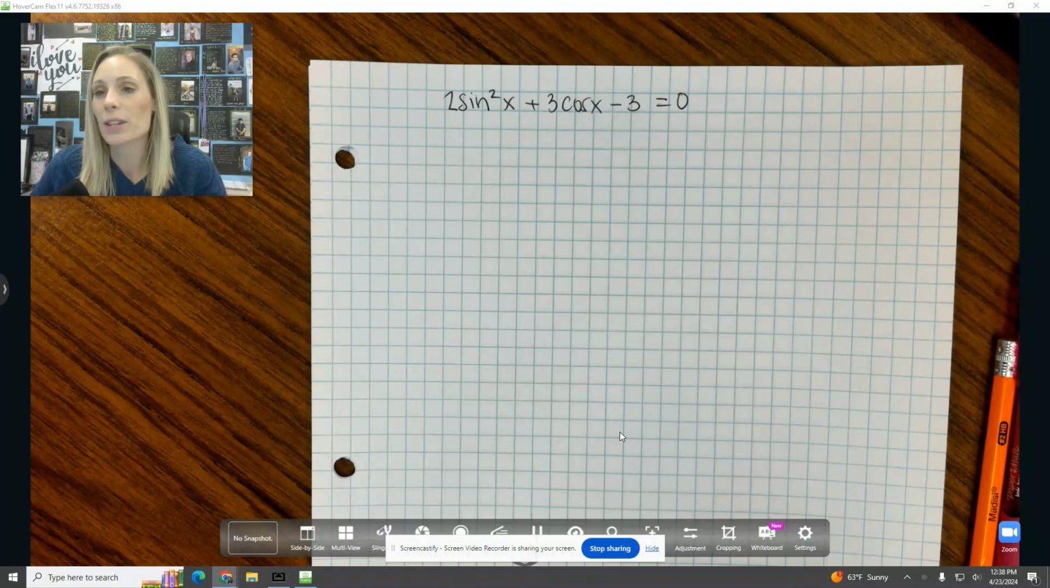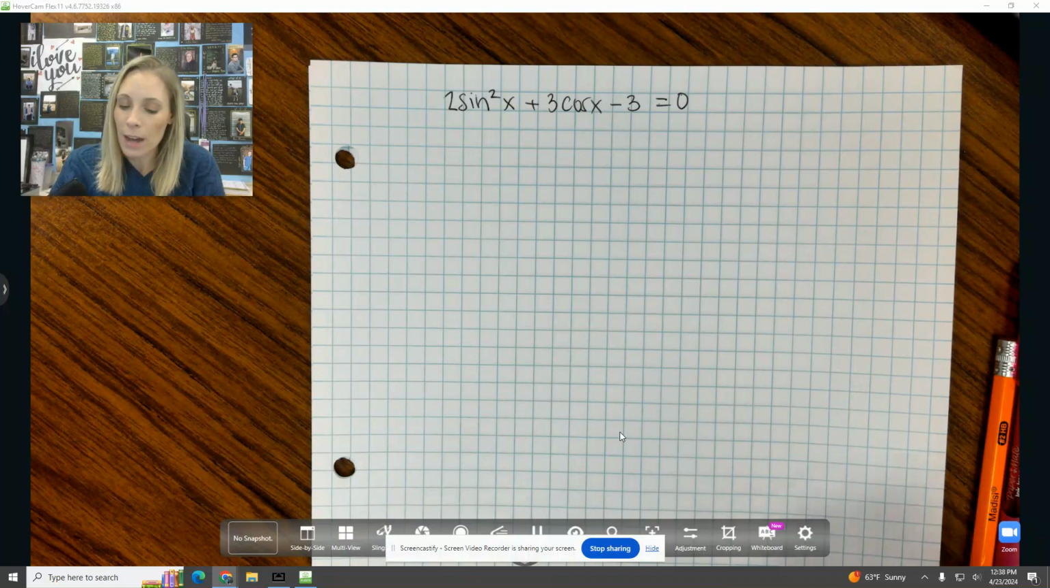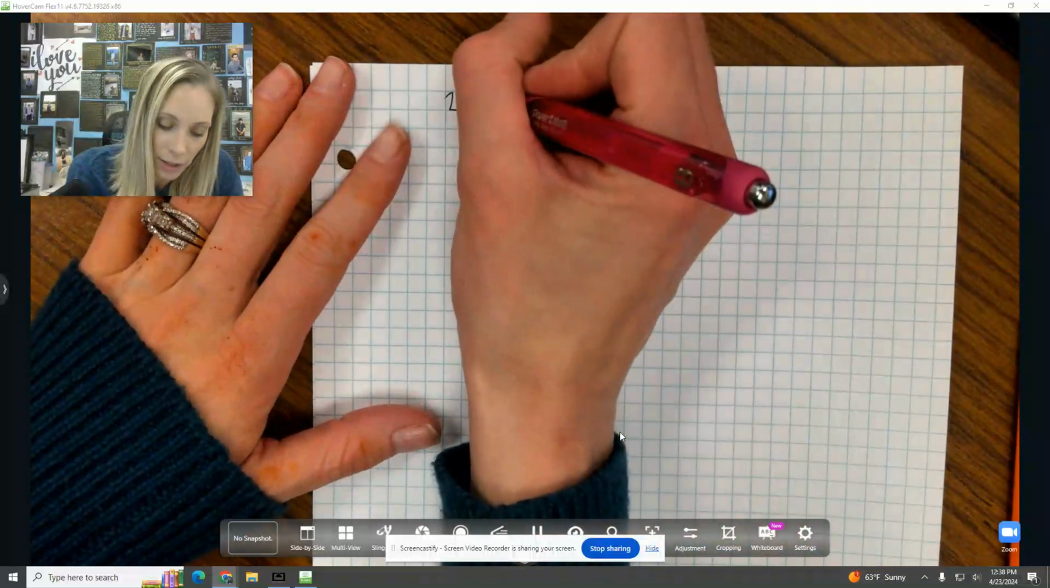I'm looking at this equation, and it's already set equal to 0, which is nice. But what I notice is I have two different trig functions. If I had two different trig functions and I was able to factor one of them out, I'd be okay. But I can't factor any of them out right now. So I have to find a way to manipulate the equation so I only have one trig ratio.